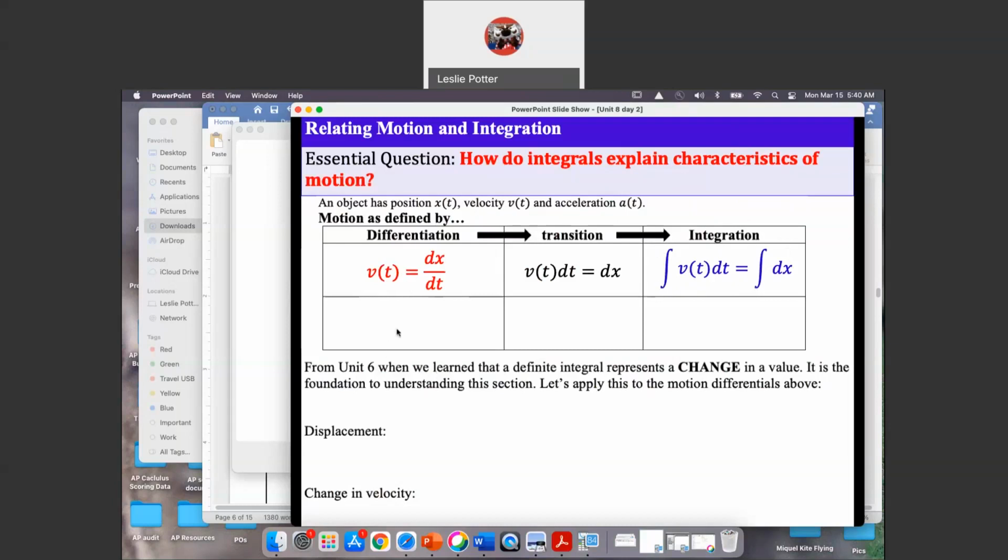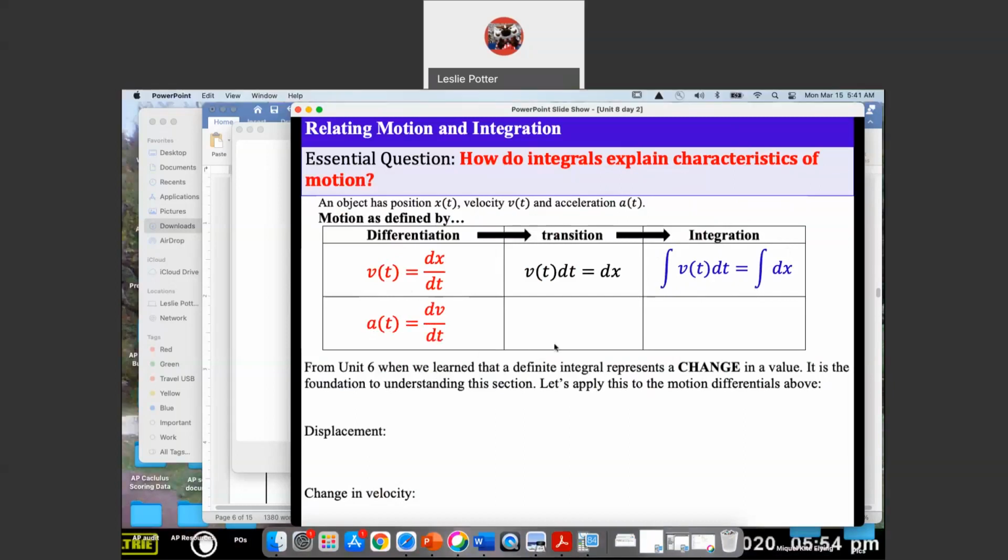And then we can look at acceleration. We know that from differentiation, acceleration was the first derivative of velocity, also the second derivative of position. And likewise, with integration, we can separate the variables and integrate. And so we have then that when we integrate the acceleration function with respect to time, we get our change in velocity. So we're going to stick with these two and define those as displacement and the change in velocity.